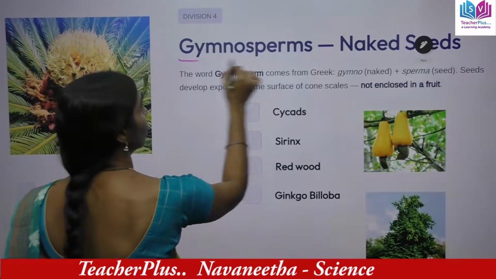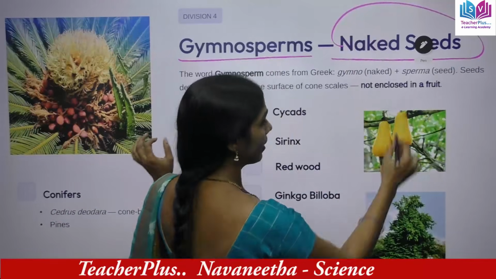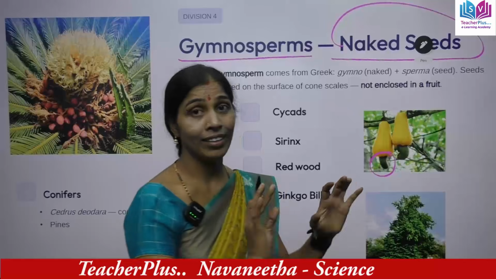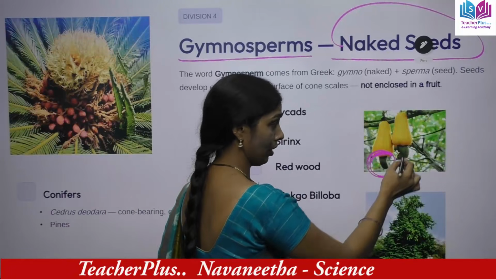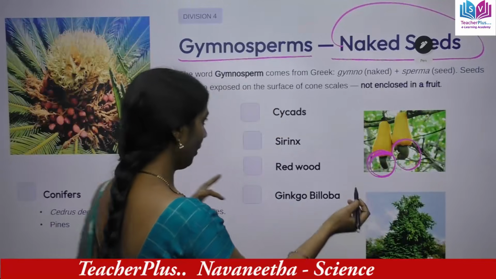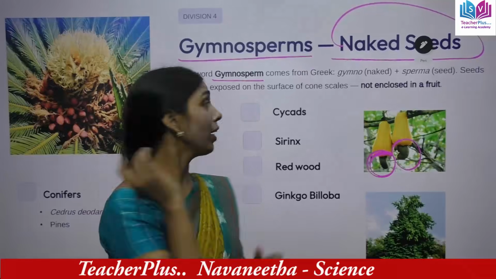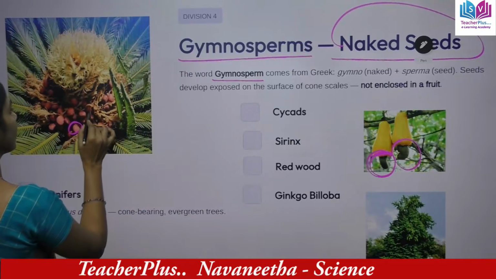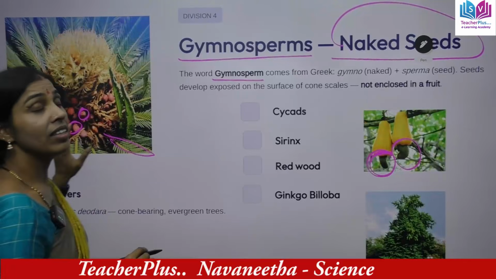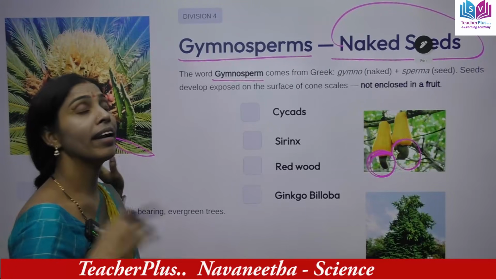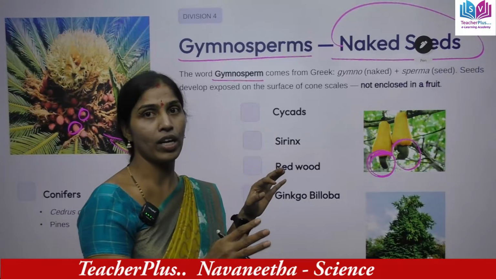Okay, now let's see the gymnosperm. These have naked seeds. See here, this is a seed. Actually the seed should be inside the fruit, but here the seed is outside the fruit. Gymnosperm plants have cone shaped leaves. Here these are the seeds. So these leaves are cone shaped. And these are well developed plants in the entire plant kingdom. These plants grow in the forest areas.